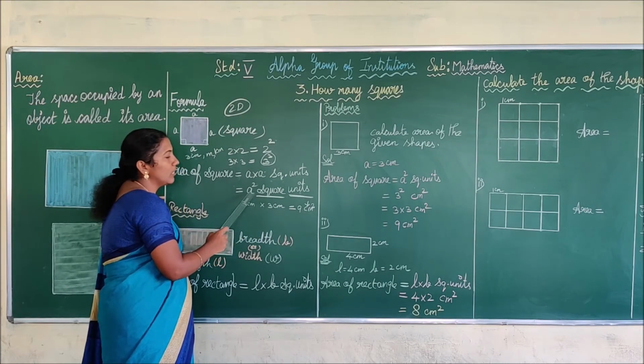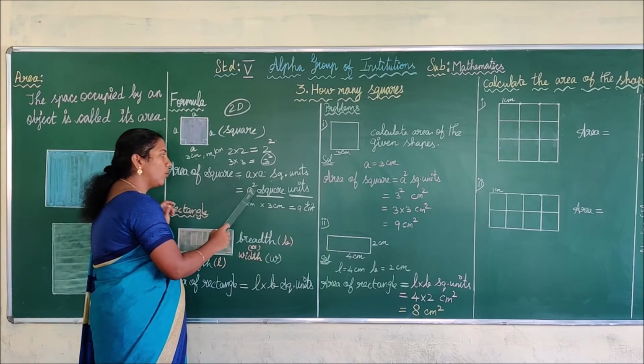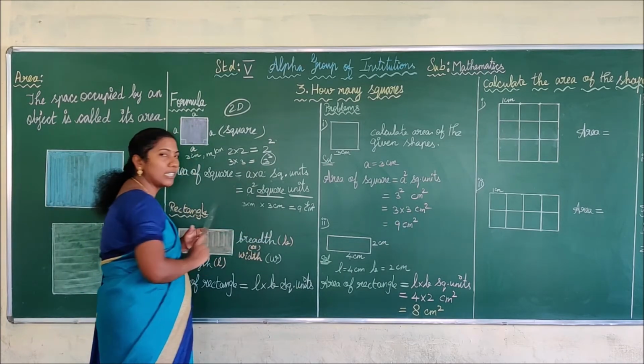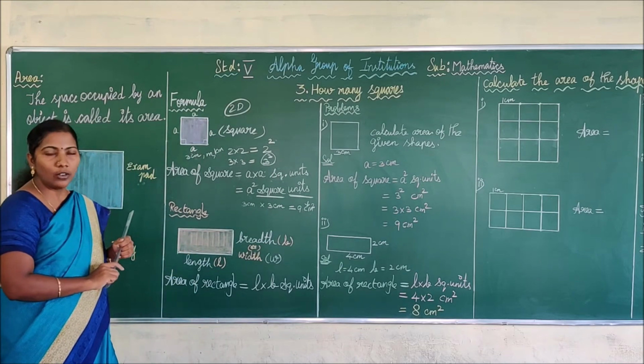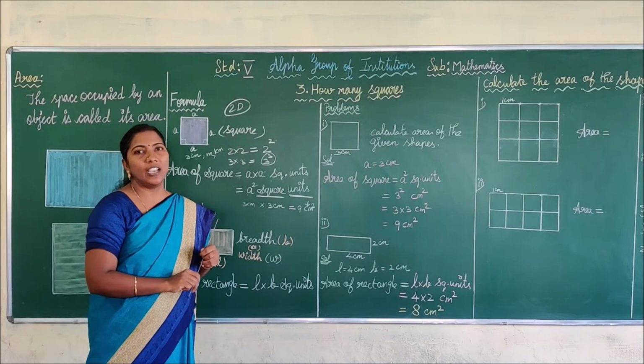Usually many of us follow this formula only. Okay. Thus area of square equal to A square units. I understand, children. Next we are going to see the formula for area of rectangle.